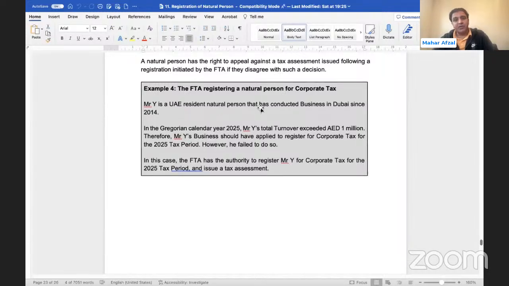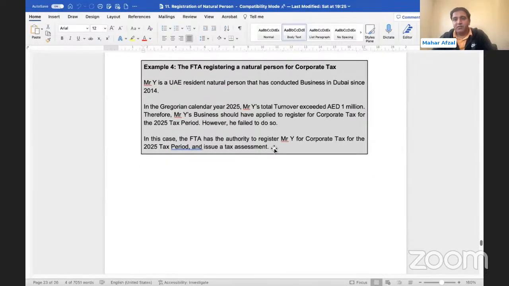Mr. Y is a US resident natural person who has conducted business in Dubai since 2014. In the calendar year, his total turnover exceeded 1 million, therefore he would have been required to register for corporate tax for the year 2025. However, he failed to do so. So this is very simple. If you have failed to do so, you will be liable to pay tax from the date you were liable to register for corporate tax.